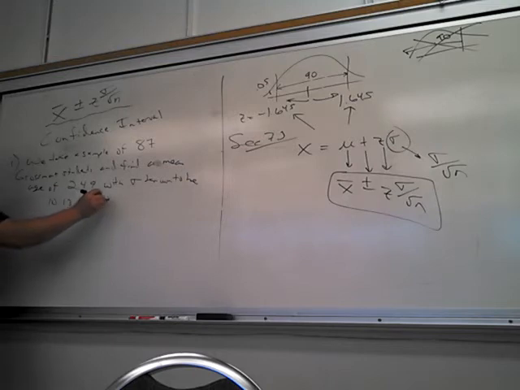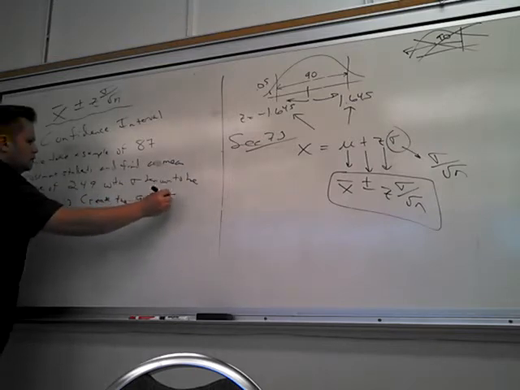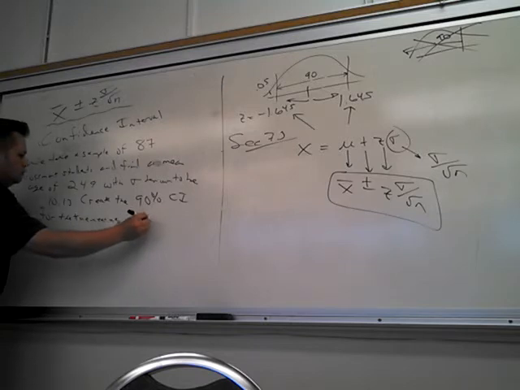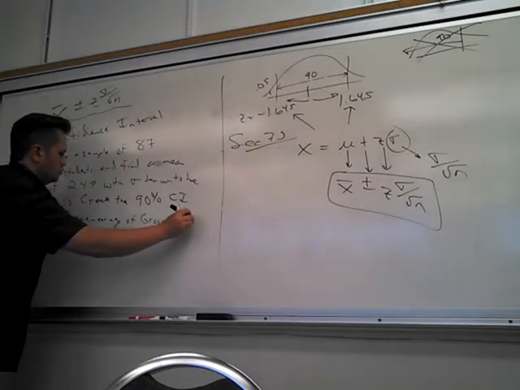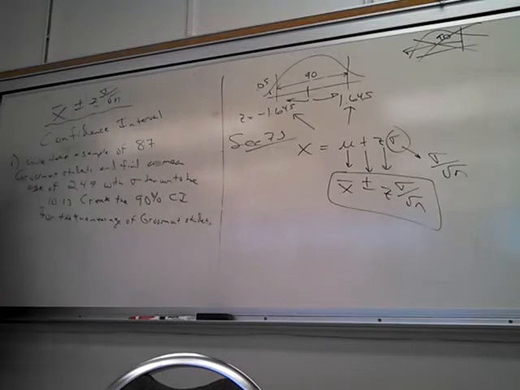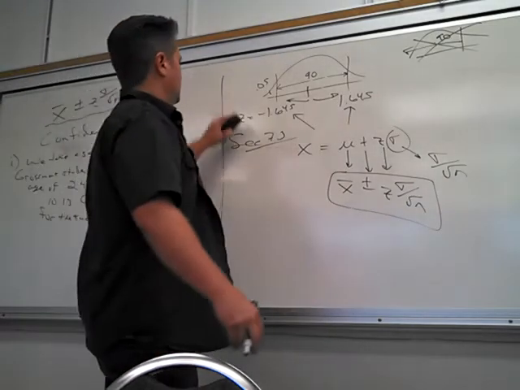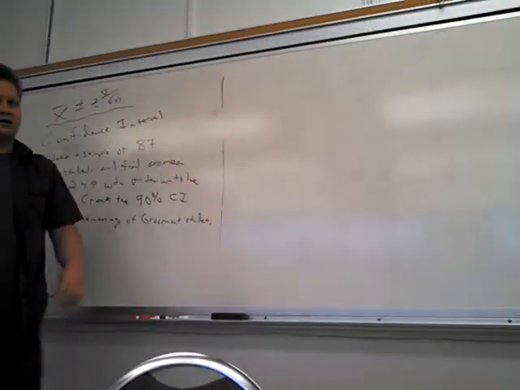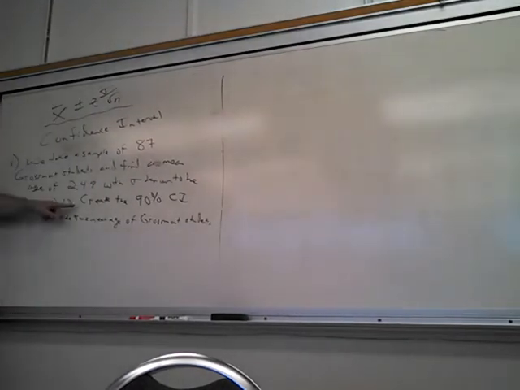I would say here, create the 90% confidence interval for the true mean age of Grossmont students. My writing is awesome today. All right. You've got to listen to me as I go along. So create the 90% confidence interval for the true mean age of Grossmont students.